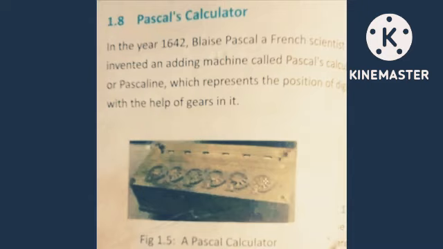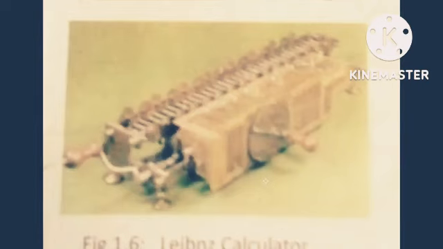Now, basically, we also have the Leibniz calculator. It was developed in the year 1671 by the German mathematician Gottfried Leibniz, and it was like an improvement over Pascal's calculator because it was also able to perform division aside from multiplication.